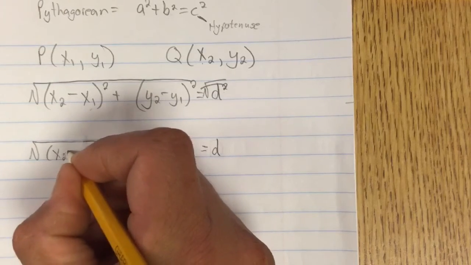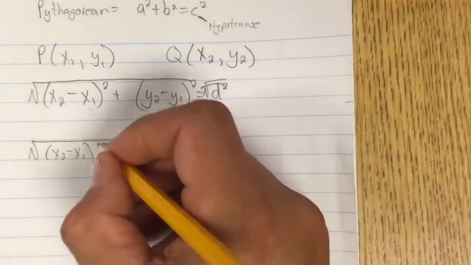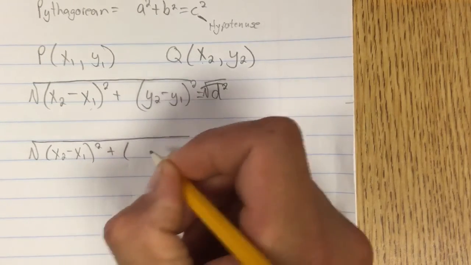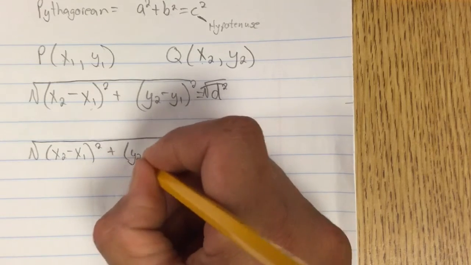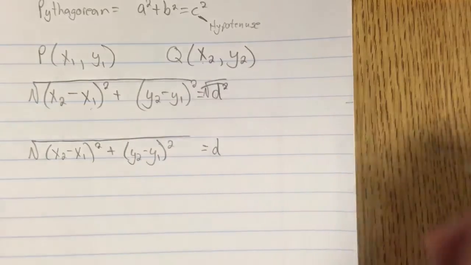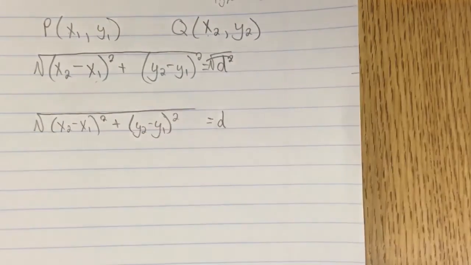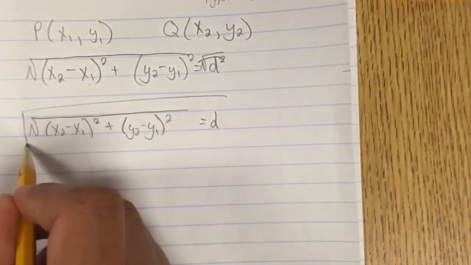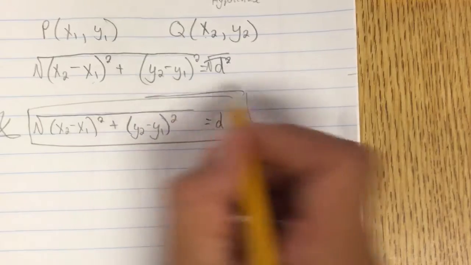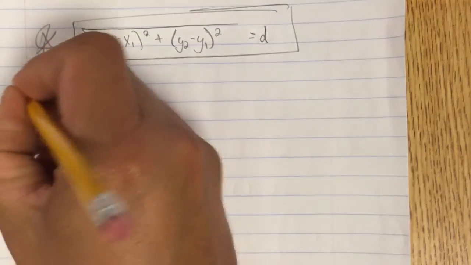x sub 2 minus x sub 1, squared, plus, open parenthesis, y sub 2 minus y sub 1, close parenthesis, squared. Okay, so this is your formula. We're going to use it here in a second, but this is your formula. You need it, you need it, you need it. Put a star next to it, highlight it, put a big bold box, do something crazy, because you're going to need it.